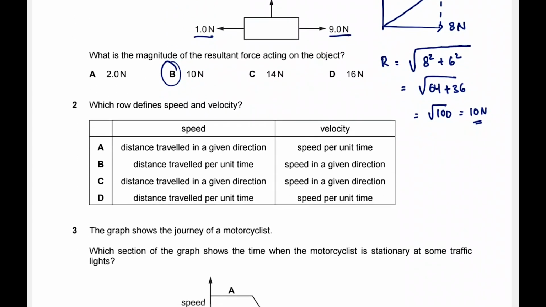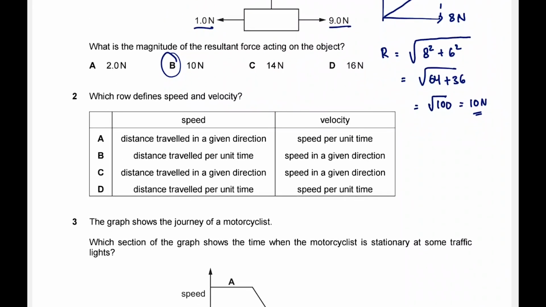Okay, question number 2. Which row defines speed and velocity? So speed is distance traveled per unit time. We have B or D. And then velocity is displacement per unit time, or speed in a specified direction, or speed in a given direction. So we have B or C. So the answer is B.